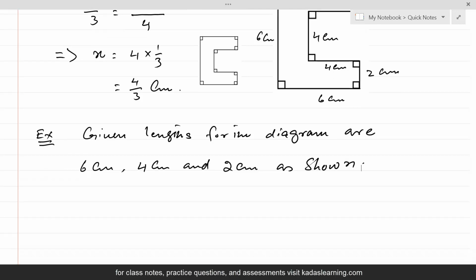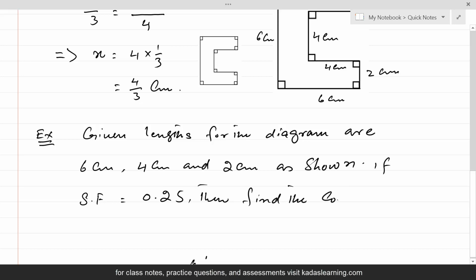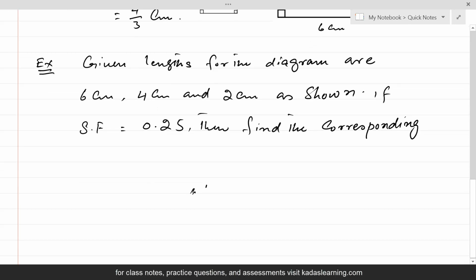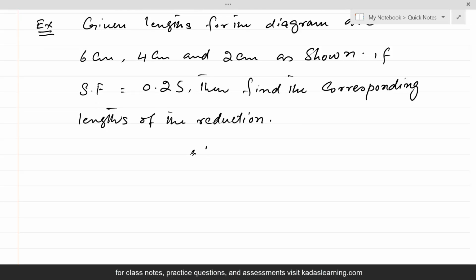If the scale factor is equal to 0.25, then find the corresponding lengths of the reduction. If we are to find the corresponding lengths of the reduction, then what is given here?